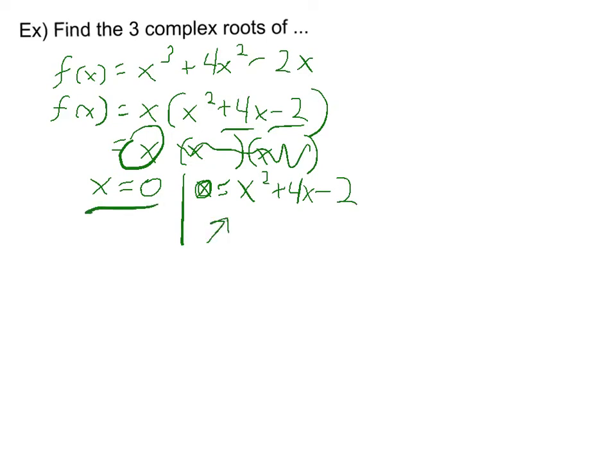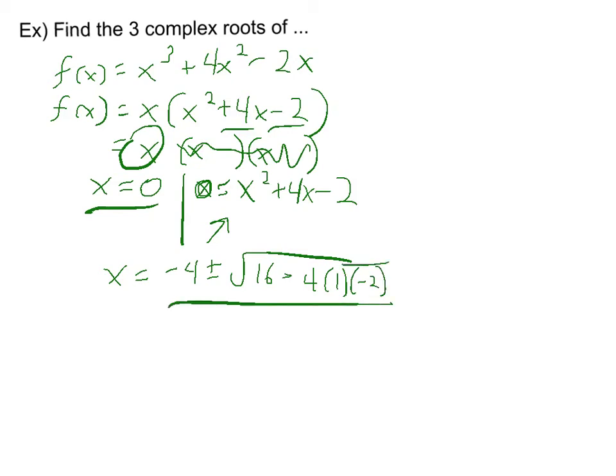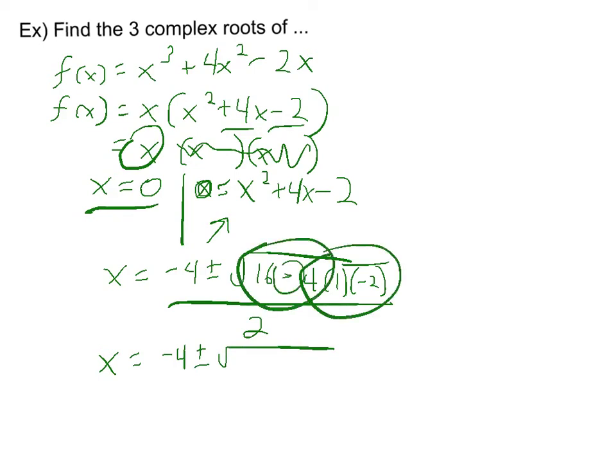To find the other two over here, we're going to do x equals negative b, which is negative 4, plus or minus the square root of b squared minus 4 times a times c, all over 2a, 2 times 1. That will give us negative 4 plus or minus the square root. So this right here is negative 8. Negative 8 is plus 8. 16 plus 8 is the square root of 24. And that's all over 2.